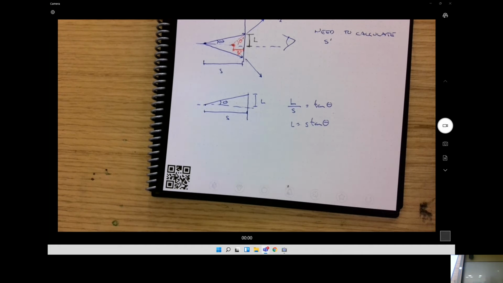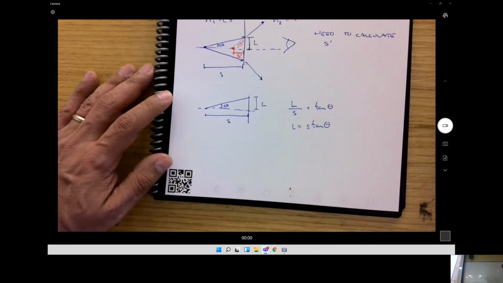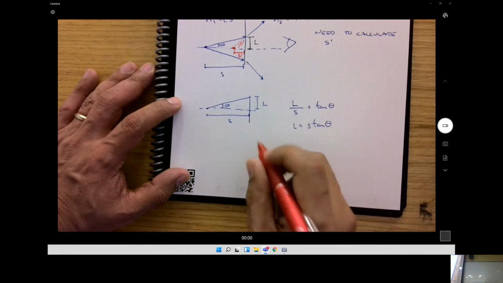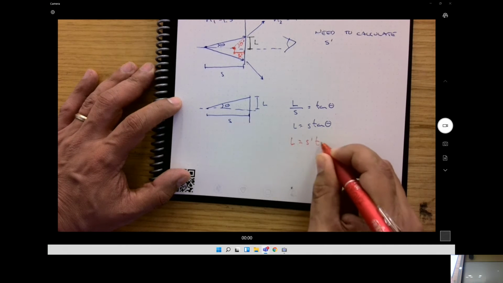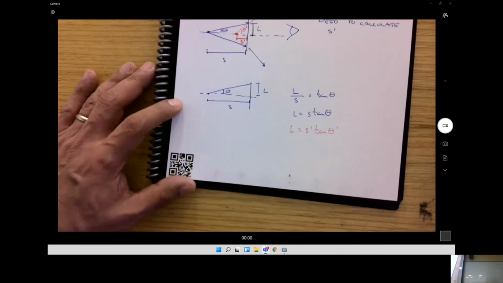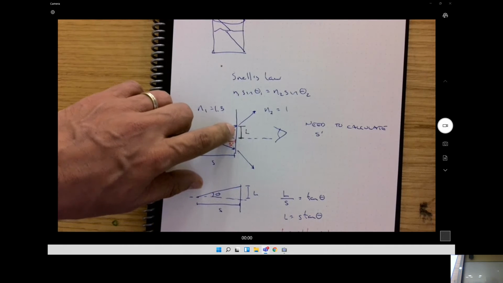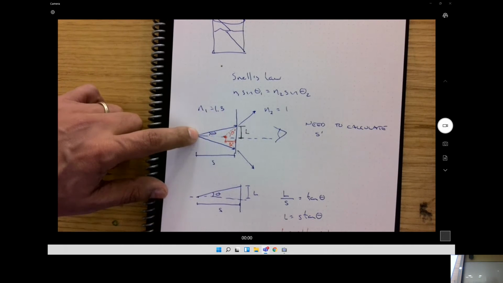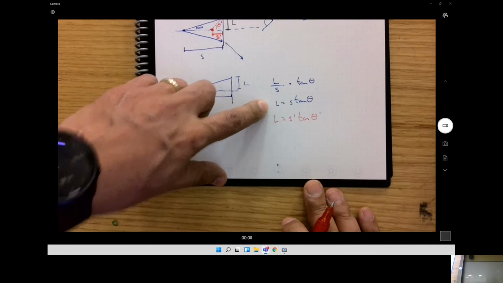Okay. Similarly, if I were to do the same drawing and the same calculations using the red triangle, the prime measurements, then L is going to be equal to S prime tangent of theta prime. Notice that the L, that point, is going to be the same for the prime coordinates as for the non-prime coordinates. So these two L's are exactly the same.